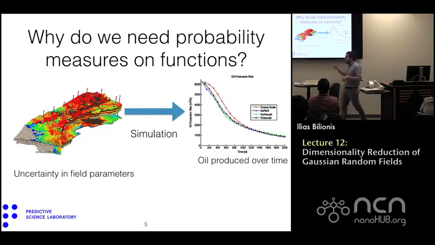Yet another example of a real physical application with an uncertain functional quantity is flow through porous media or oil reservoir modeling, where the ground is actually the uncertain function. How the ground looks like is the uncertain function.